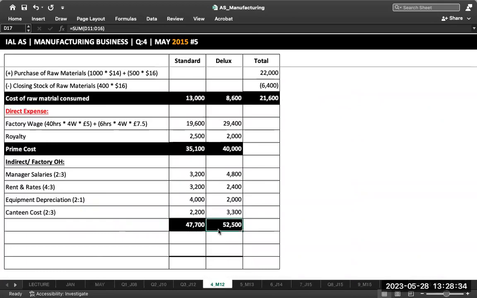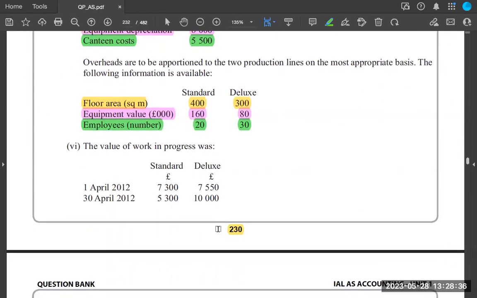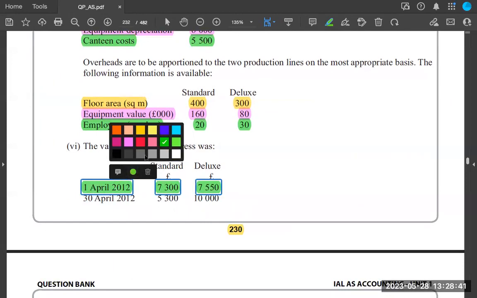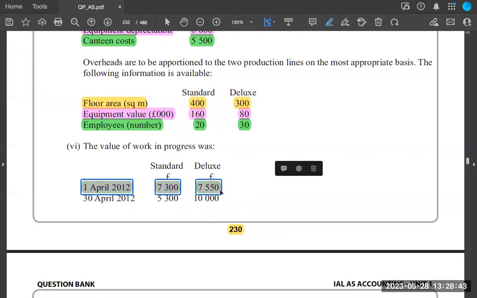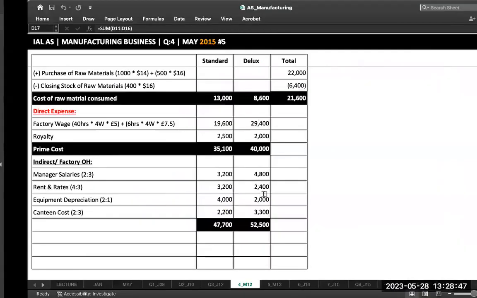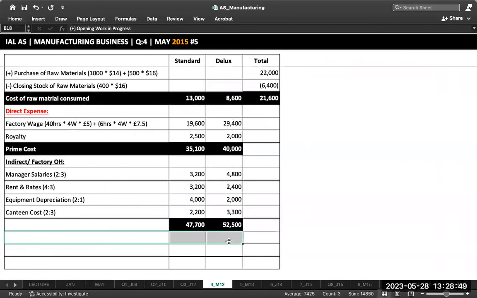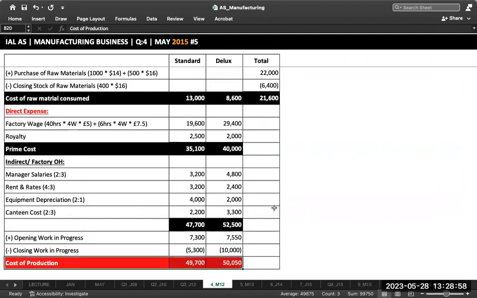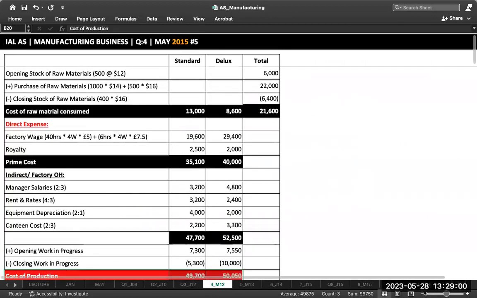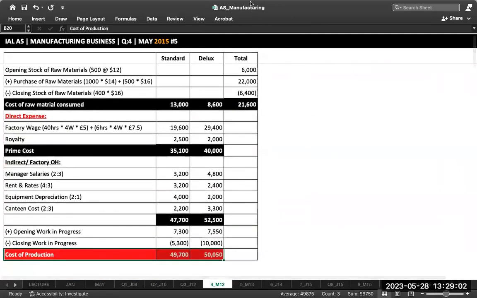Next, what will we adjust, guys? Work in progress. What is your opening work in progress, guys? 7300, 7550, and this is 5300 and 10000. Opening, what will we do, guys? Plus. Closing, what will we do, guys? Minus. Then we end up getting what? Cost of production. Are we guys clear? Here goes the answer to question number 4.